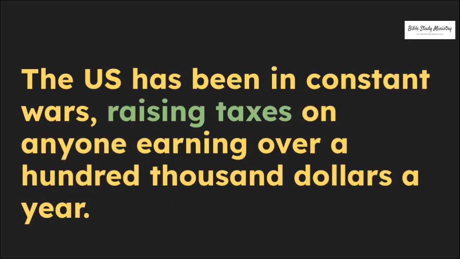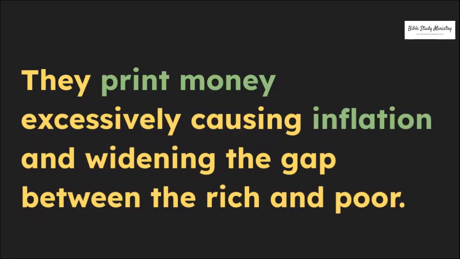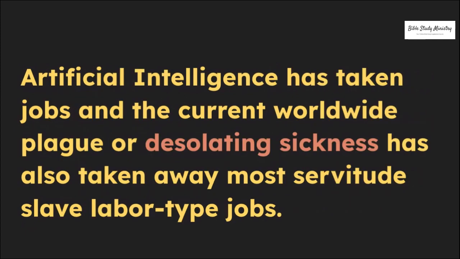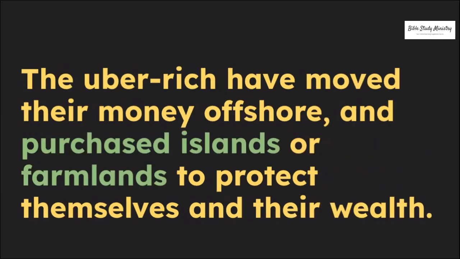The U.S. has been in constant wars, raising taxes on anyone earning over $100,000 a year. And they print money excessively, causing inflation and widening the gap between the rich and the poor. Artificial intelligence has taken jobs, and the current worldwide plague, or the desolating sickness, has also taken away most servitude, slave labor type jobs. The uber rich have moved their money offshore and purchased islands or farmlands to protect themselves and their wealth.